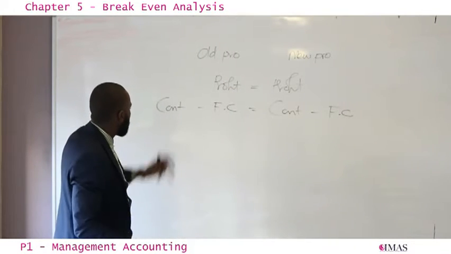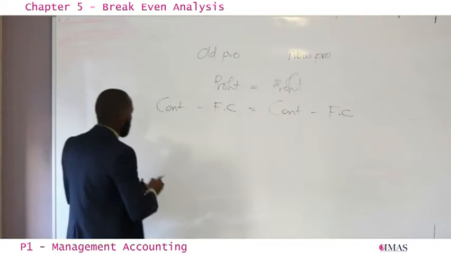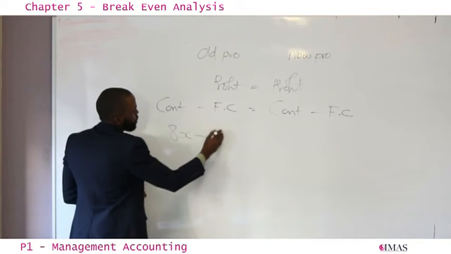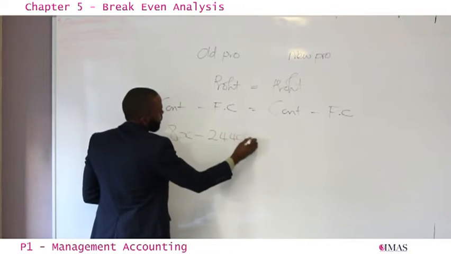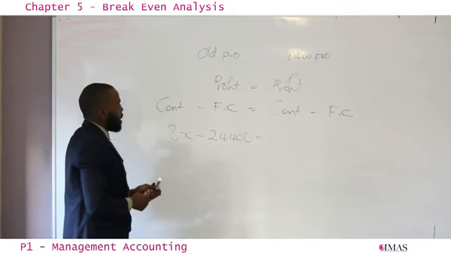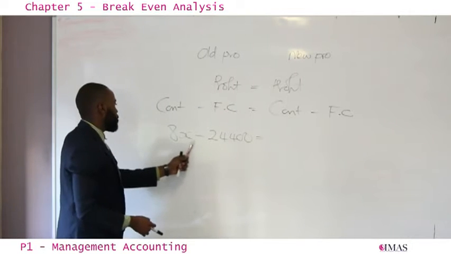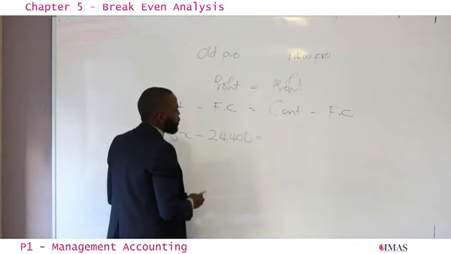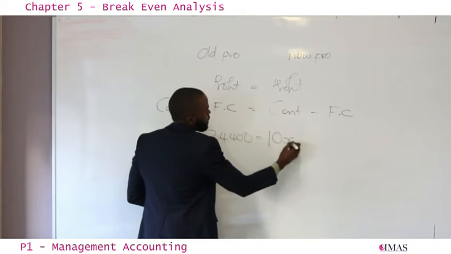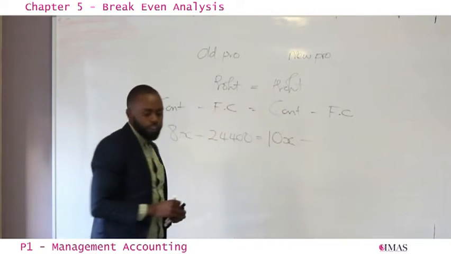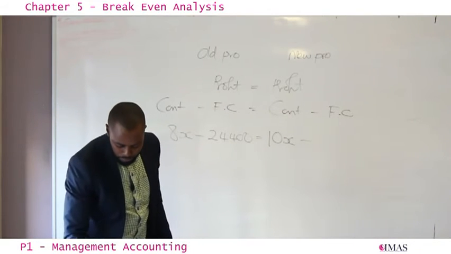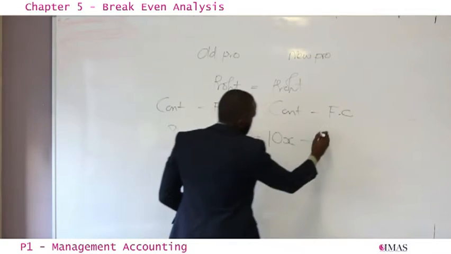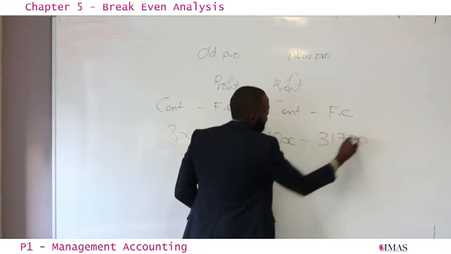So under the old production method, our contribution was 8. So take 8 times X, which is the number of units. The fixed costs were 24,400. So this is how you get to the profit. Now we don't know this X number of units that is going to result in us having the same profit. Under the new method, the contribution is 10, so 10X minus our fixed costs, which have increased by 30%. So 24,400 times 1.3, that's 31,720.